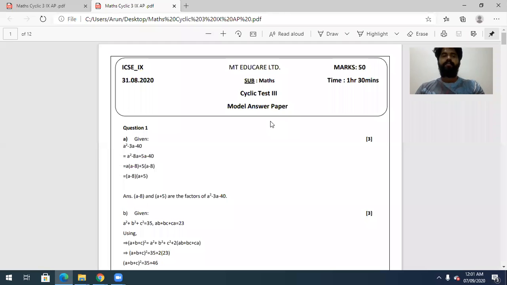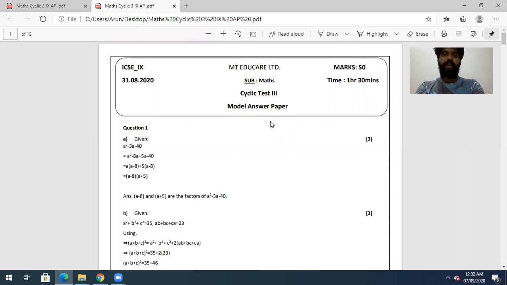Hello students. So now we are going to go over the Cyclic Test 3 examination. This was a 50-mark paper. It contains 5 questions of 10 marks each, and every question contains 3 further sub-questions. So let us start. Question number 1a.